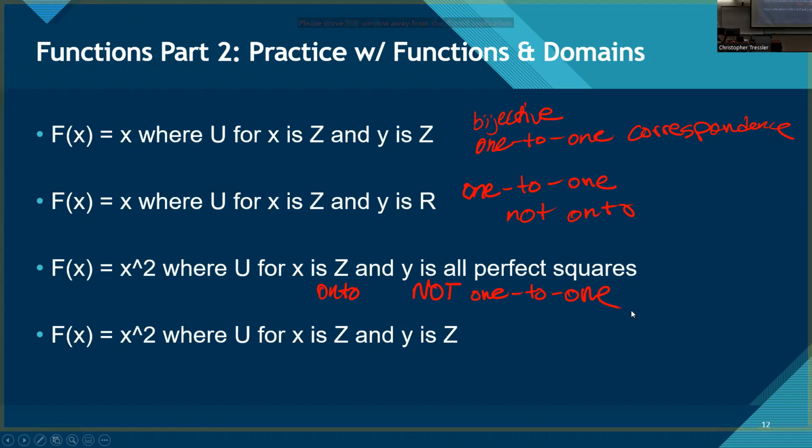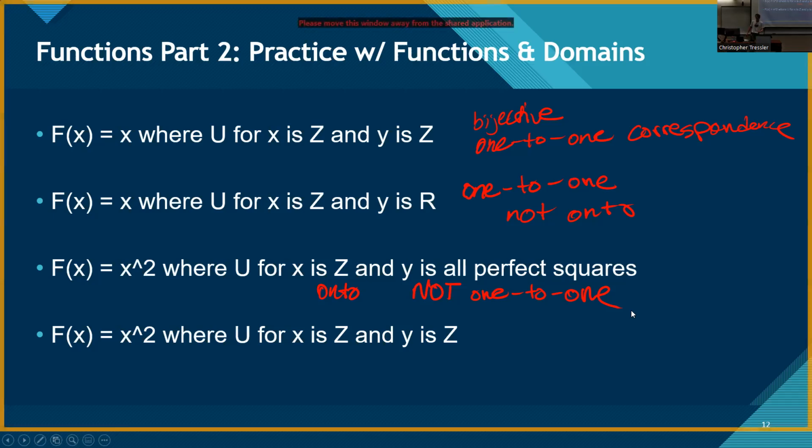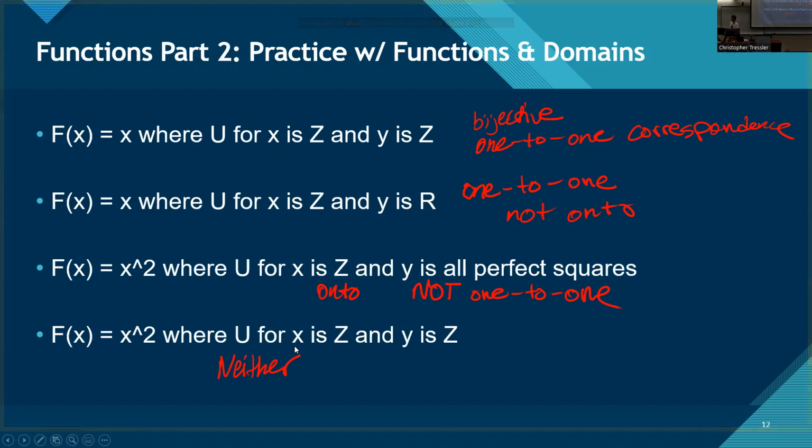And finally, we have x squared, where the universe of discourse for both x and y is all the integers. Any guesses as to this one? Neither? Yes, because think about it. This one would be neither because, first of all, -2 and 2 give the same value. On top of that, let's say we wanted to get an integer that is part of y, like 3. That's not a perfect square. It's not possible to plug in a value and get 3 when our function is x squared. Hence it's also not onto.